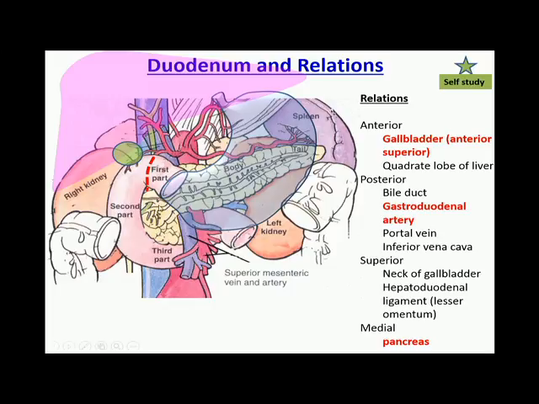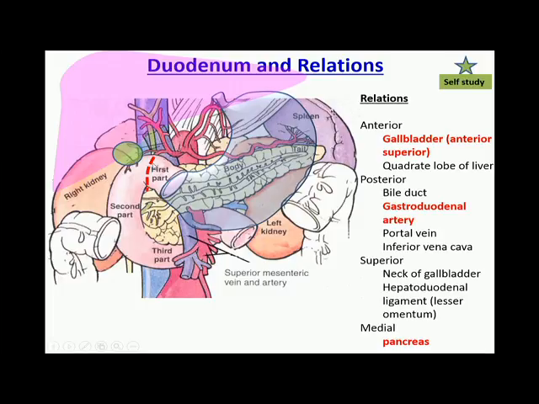Right. So please study the other relations, like the pancreatic head. You should be able to work out what would happen if there's a pancreatic head pathology. If it's a malignancy, where would it spread? What structures can be affected? And what are the physical signs? Okay, right.